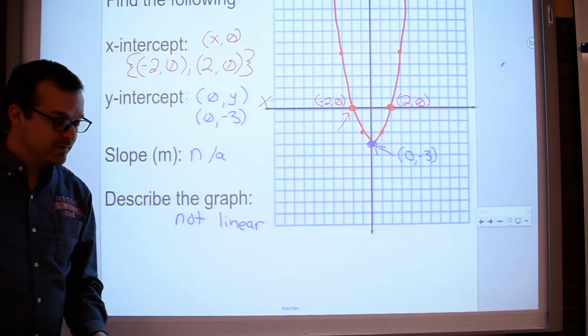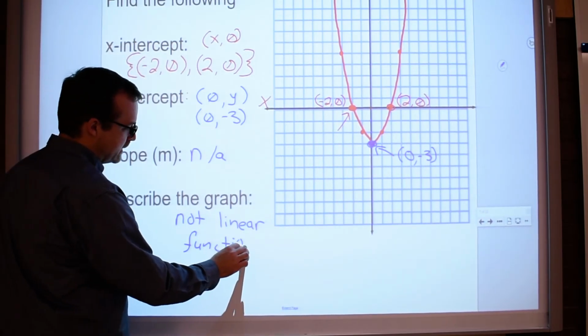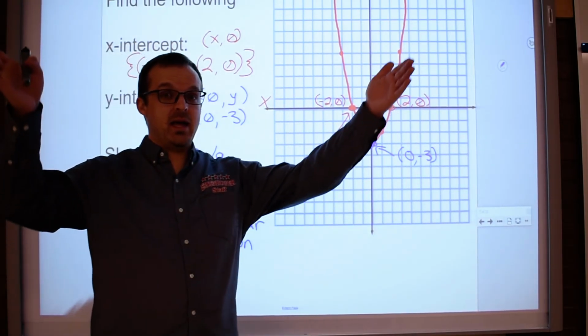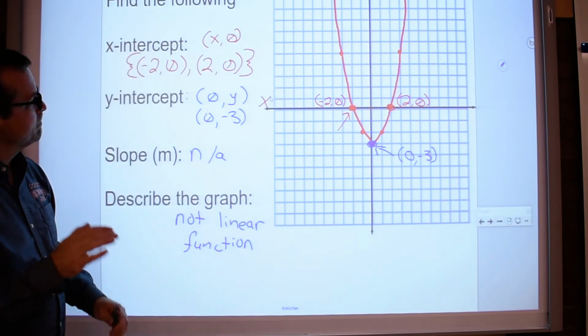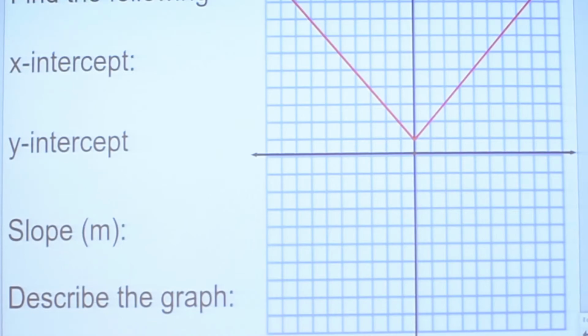Is it a function? This actually is a function. It passes the vertical line test because it keeps on going up and out. All right, that's that one. Brilliant. Ready to pause the video? Try this one out.